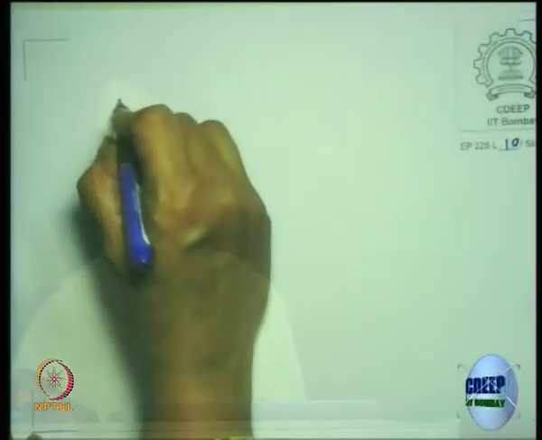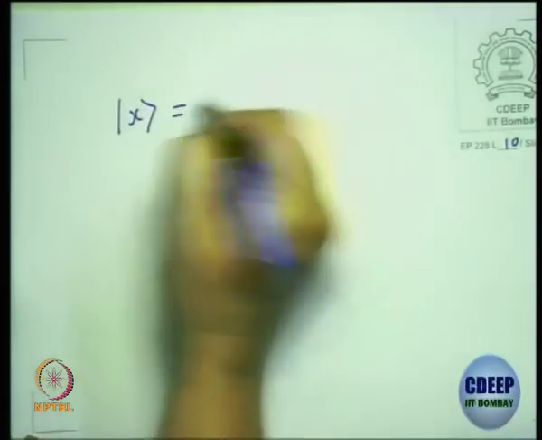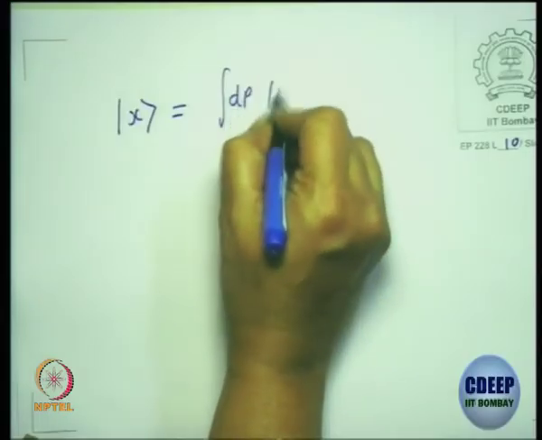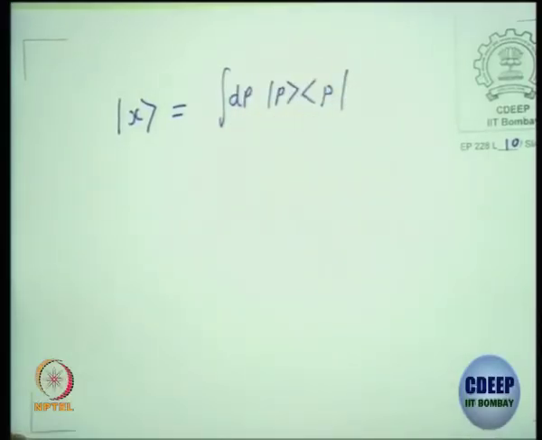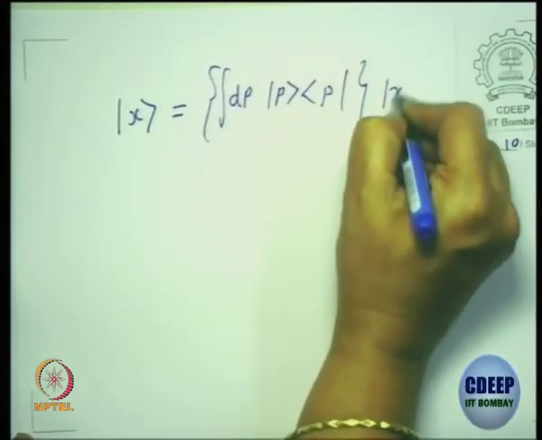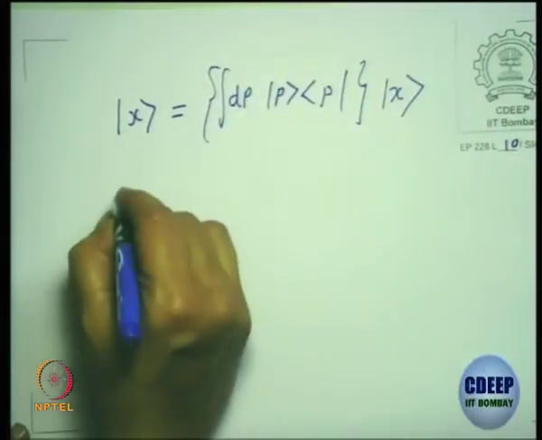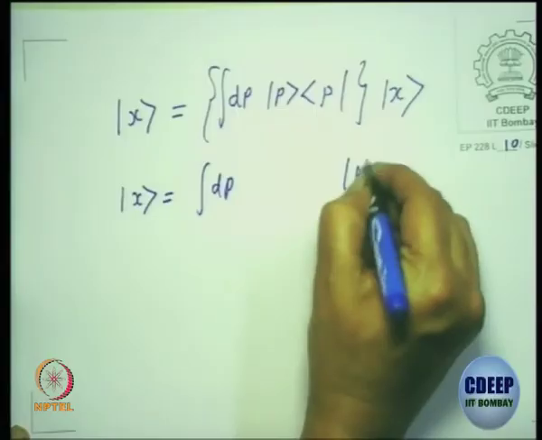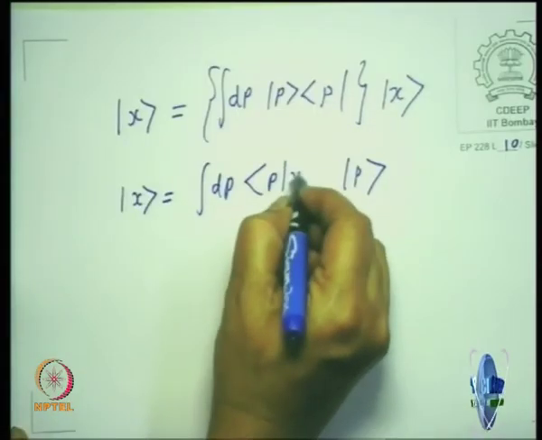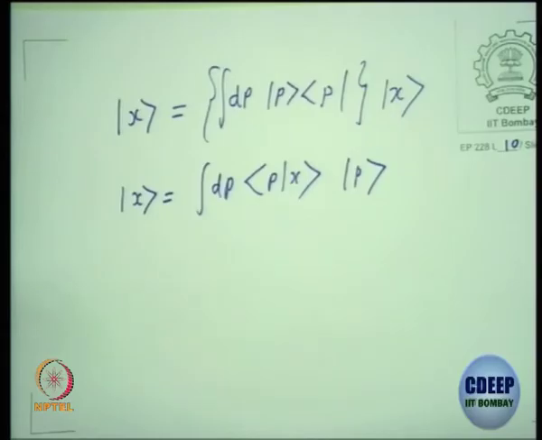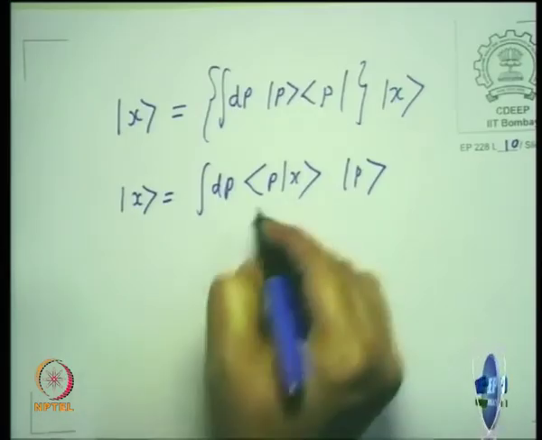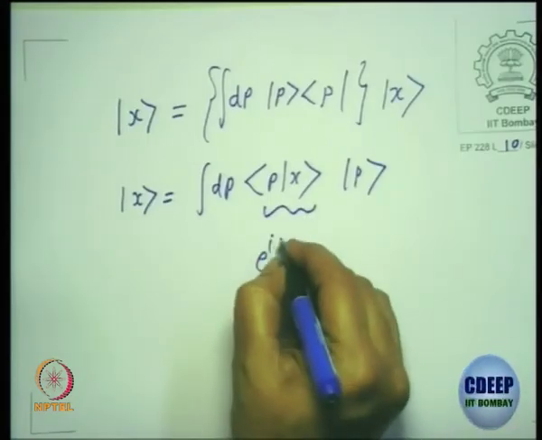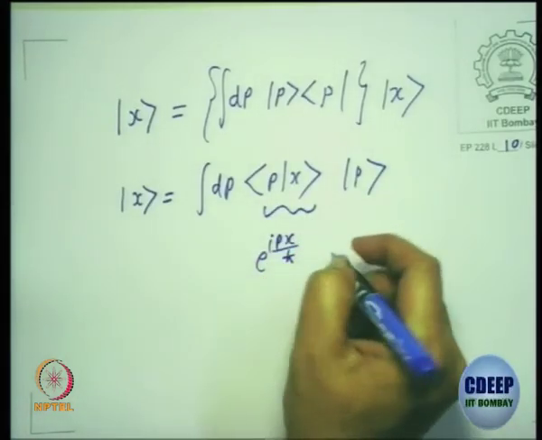You have a position basis, which I can write as the integral of dp |p><p|, this is the identity operator operating on |x>, nothing wrong. So if I take <x|, then this is dp, state p, and then the inner product of p with x. What is this inner product one has to find? We will do this at some point and show that it turns out to be e to the i px by h cross. We will prove this, okay.